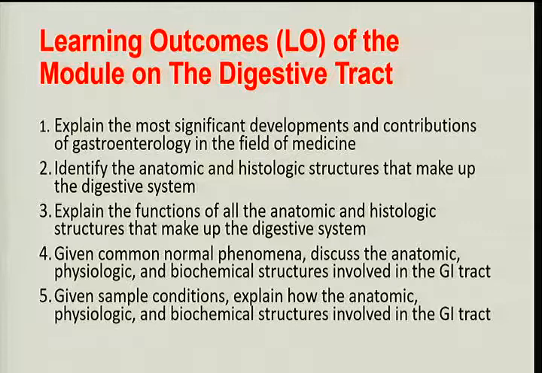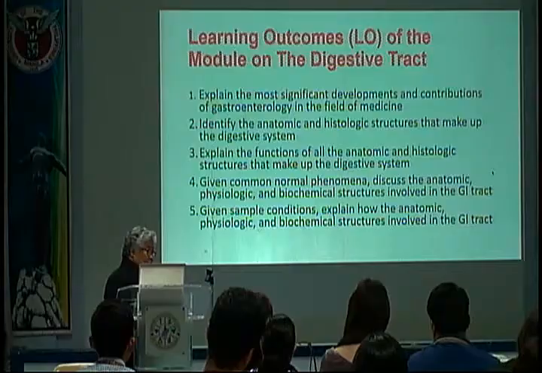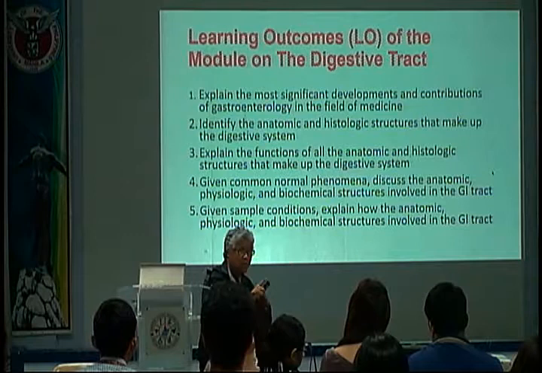Number four, given common normal phenomena, discuss the anatomic, physiologic, and biochemical structures involved in the GI tract. In the traditional curriculum, what is this for? Okay? Normal, so normal na anatomy, normal na biochemistry. Okay, biochemistry na. So, in what year is biochemistry in the traditional medical curriculum? But you see here in the module that you have histology, you have anatomy, physio, and biochemistry. That means in 1 year, this course is just one module. This course is already being horizontally integrated.